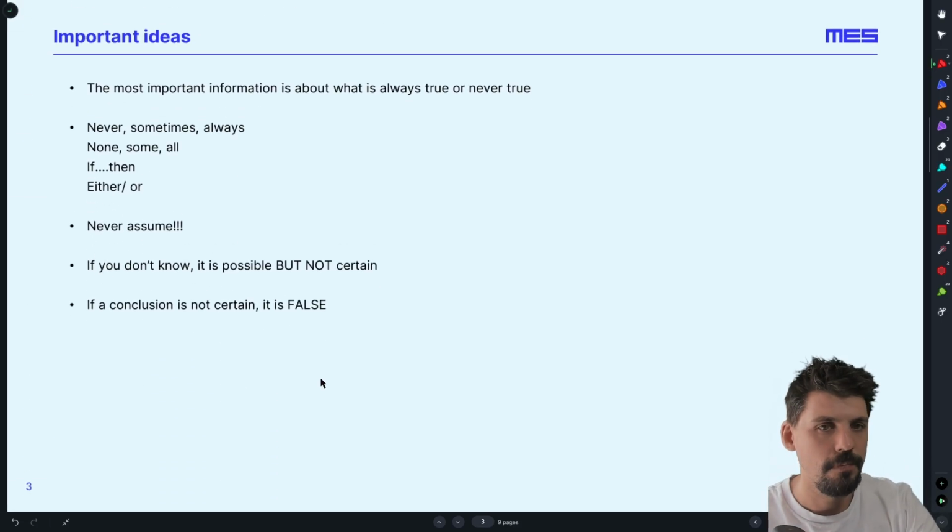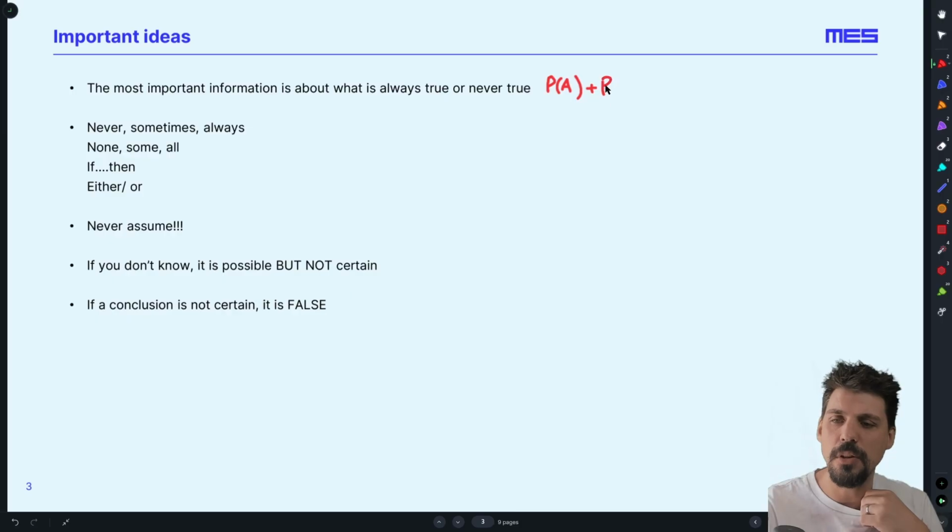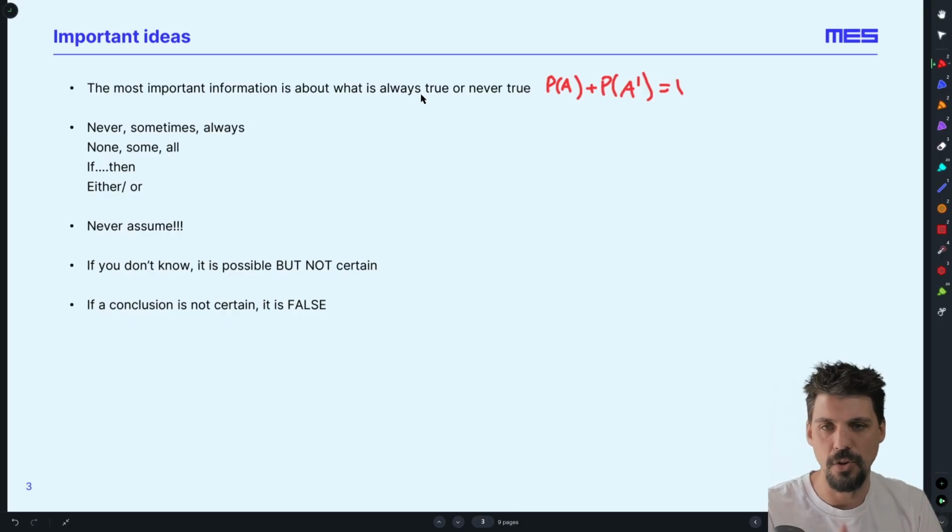Right. Now, here are our important ideas going into this. The real thing that we want to really hammer down is things that are always true or never true. And these are often flip sides of each other. We can sort of think probability wise, right? If I know in probability, go look back at that video, if I know the probability of A, well, I also know the probability of not A because they add up to 1. It's very similar to this. If I know when something is always true, we also know something about when it is not true.